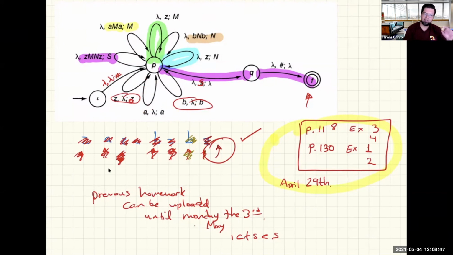This push is also called shift. Shift because we are shifting the input. When we read this symbol, then we shift the input to the next one. So we have two operations, shift and reduce. And that's it. So here we had to finish our last class. So we will start building from here.